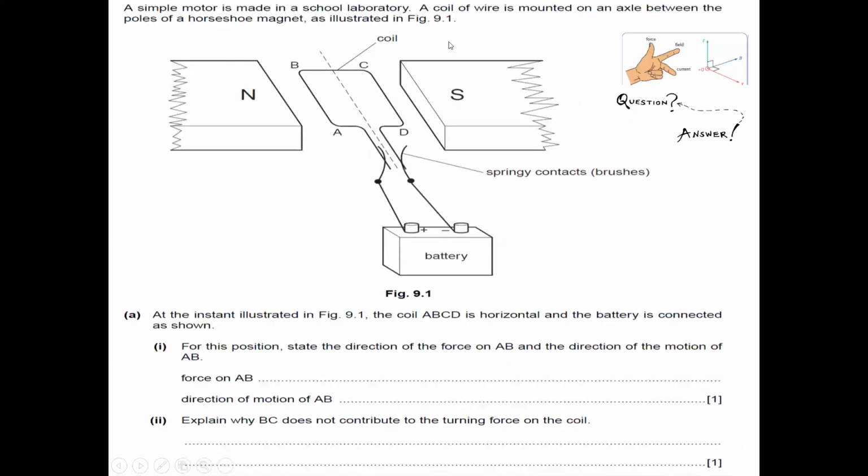So another question. A simple DC motor made in a school lab, a coil of a wire is mounted on an axle between the horseshoe magnet. At the instant illustrated in 9.1, a coil ABCD, as you can see ABCD, and a battery is connected. For this purpose, state the direction of the force on AB and the direction of the motion for AB.